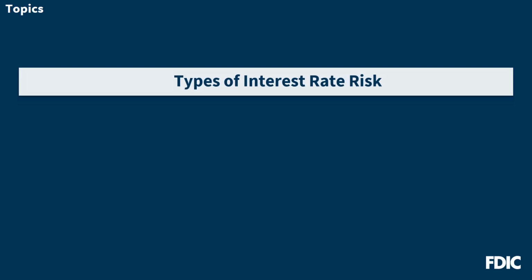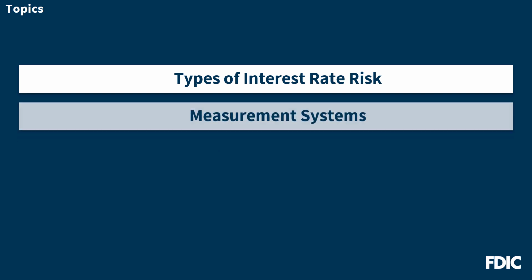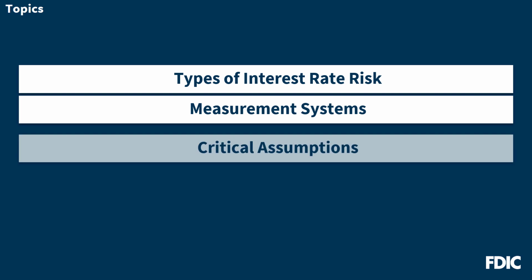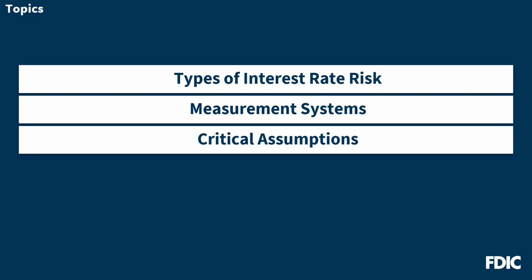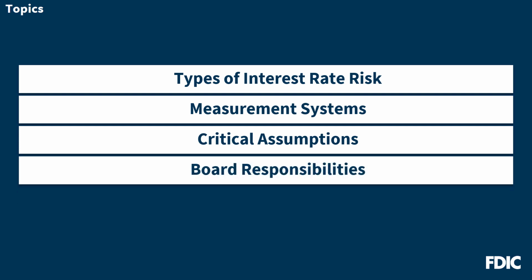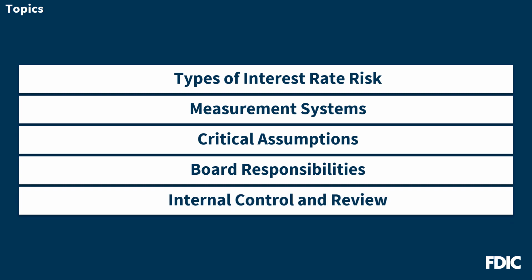We'll begin by discussing what interest rate risk is and the different forms it can take. We'll talk about the common types of measurement systems or models that banks use to measure their exposure to movements in interest rates. From there, we'll talk about some key assumptions that drive model results and why banks ensure those assumptions are reasonable. We'll also discuss how board members can establish a comprehensive interest rate risk management framework. Finally, we'll address the importance of establishing an adequate internal control system, including an independent review process.